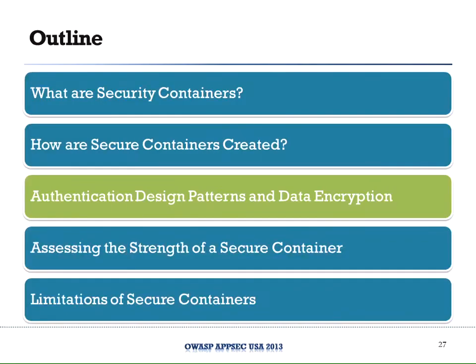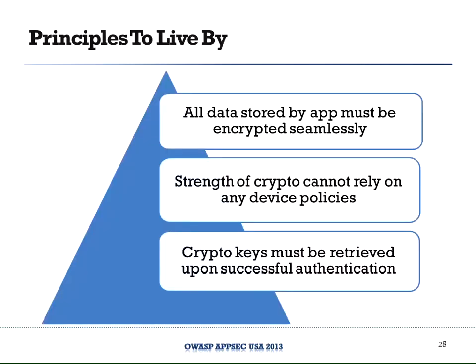So we'll get into authentication design patterns. If you're going to add data encryption to an application, how is that key being generated to actually protect the data? And I think that's the main thing you have to worry about when you're developing secure containers. You're adding data encryption, but how is that encryption actually implemented? Is it bypassable? The only way to ever implement proper encryption within an iOS app is to have some sort of authentication to retrieve that key value.